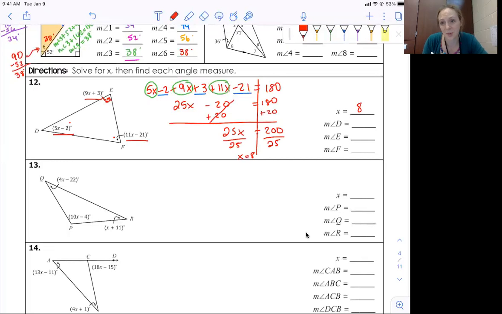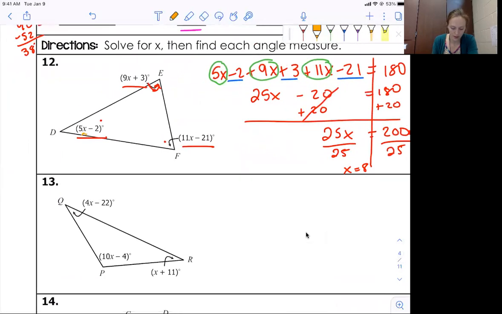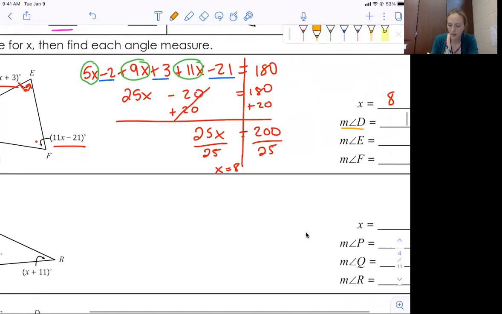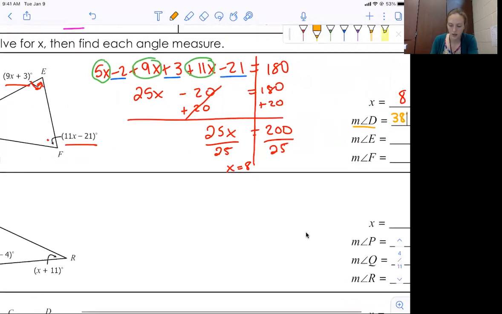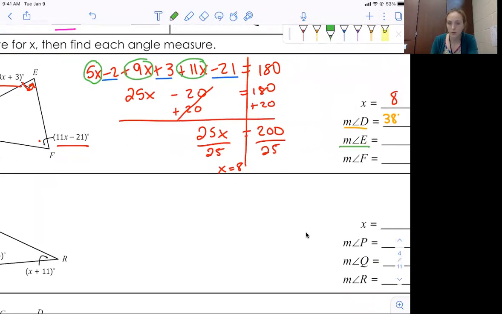Now, you can see that we have other things to do here. I have to find the measure of angle D, of E, and of F. That's just something I got to plug into the expressions and then solve, or pop it into a calculator. So for the measure of angle D, I know x is equal to 8. So I'm going to do 5 times 8 minus 2. That's 40 minus 2, which is 38 degrees.